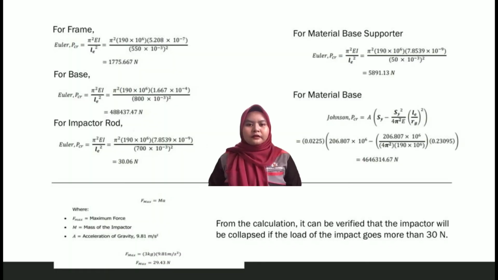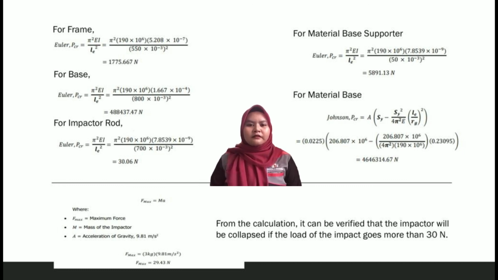The calculation was done on the frame-based material supporter, the material base of the machine, and also the impactor rod. From the calculation, the value of critical tangential for the frame-based material supporter and impactor rod is higher than the critical slenderness. Thus, the Euler equation is used to determine the critical loads of the column geometry of the machine. However, the calculation for the material base results in a higher value of critical slenderness. Therefore, the Johnson equation is applied to determine the critical loads on that part.